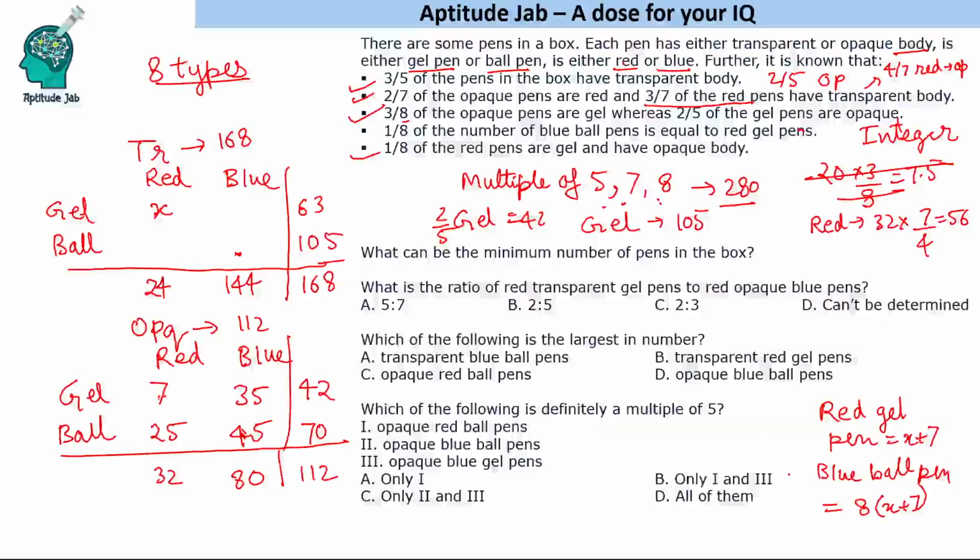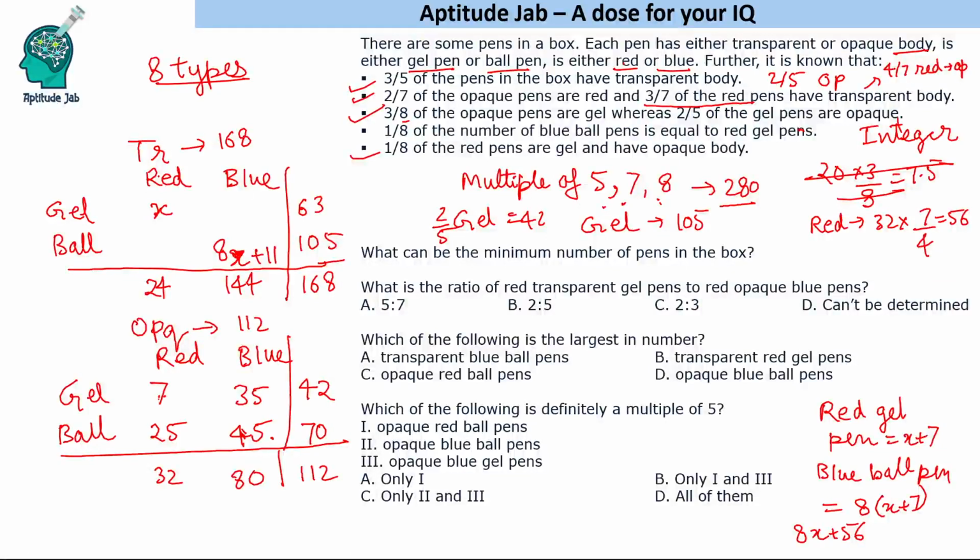Okay. Now what we can say is that this number is 8x plus 56. 8x plus 56 is this total, right? This plus this. So this means this is 8x plus 56, this is 45. So this will come as 8x plus 11, because this total comes as 8x plus 56. Now this is x plus 7 and 8 times is 8x plus 56. So this is 8x plus 11.